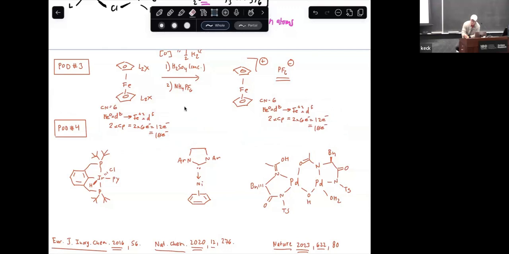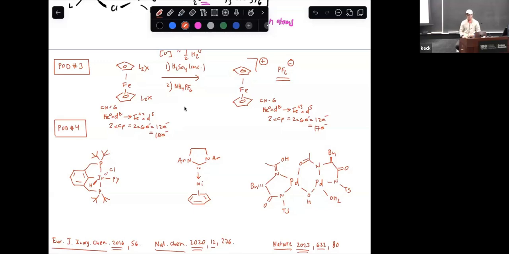Okay, and then Mike, how about ferrocenium? It's the same, less one electron. Yes, so it's an iron 3, d5, 17 electron species.